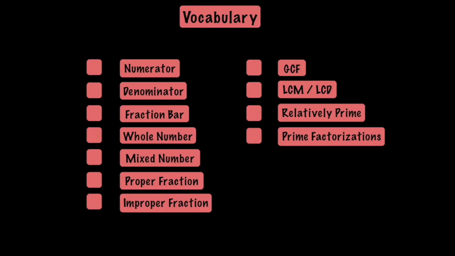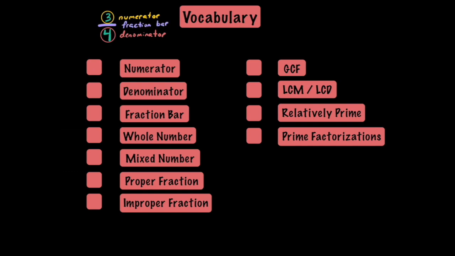Let's get into it. Let's begin with a little vocabulary to help you understand the lesson a little bit more clearly. Let's start by considering a fraction like 3/4. Simply put, 3/4 represents 3 out of 4 parts of something. In this fraction, 3 is called the numerator, while 4 is called the denominator. The line between the numerator and denominator is what we call the fraction bar.